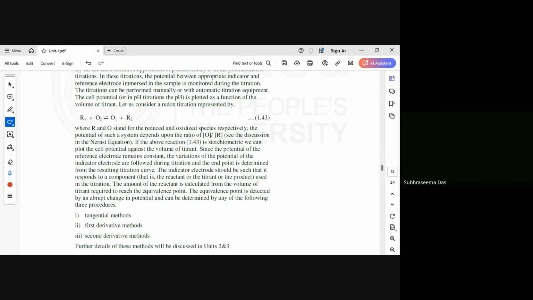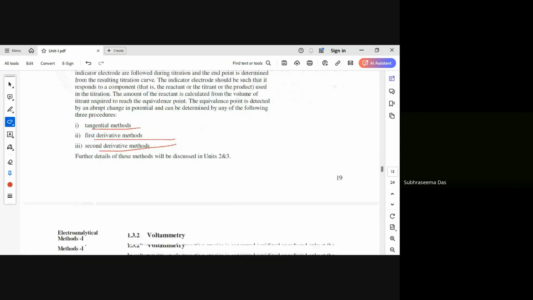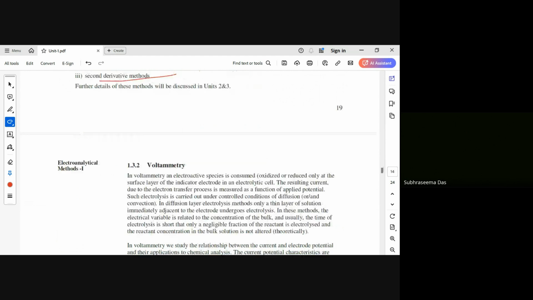The equivalence point is first plotted by using any of the following three procedures: the tangential method, the first derivative method, or the second derivative method. When we look into these graphs, by applying these methods, the drastic drop in the change in the potential indicates the equivalence point of the total titration, and that gives us the value of our EMF. So this is how potentiometric titration and direct potentiometry are used for analysis, but to date we still prefer potentiometric titrations for various analyses.